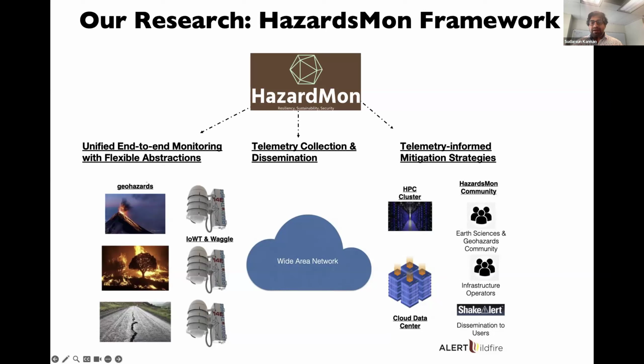And the last thing is, now that we have collected these metrics, how do you overcome both physical threats as well as cyber infrastructure threats? So when we started this project, we wanted to study multiple hazards.